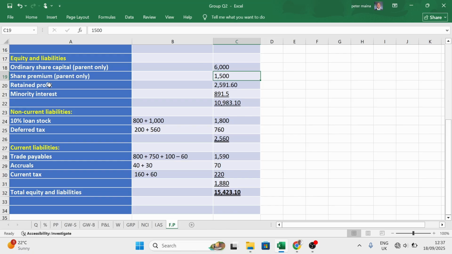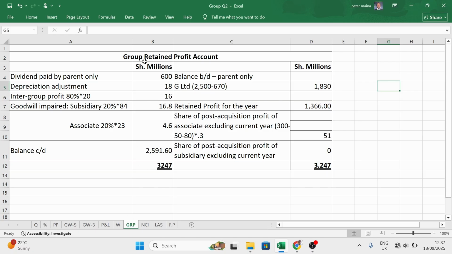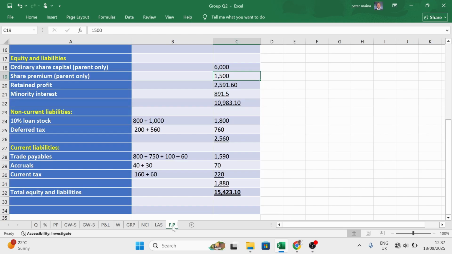When you go to retained profit, you just need to take your balance from the retained profit account. So we prepared the group retained profit, and the balance carried down was 2591.6. That figure is what was brought here, 2591.6.